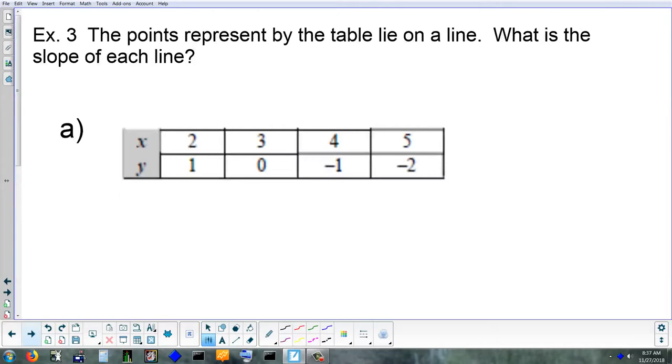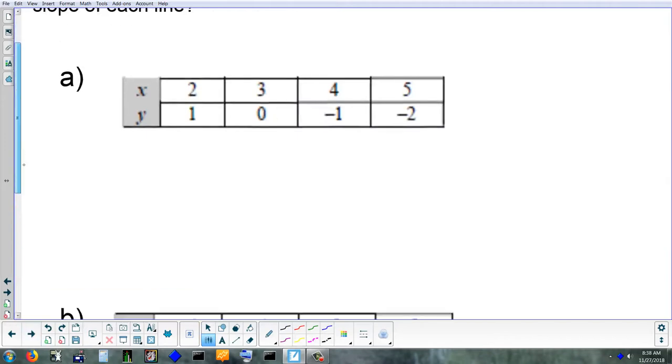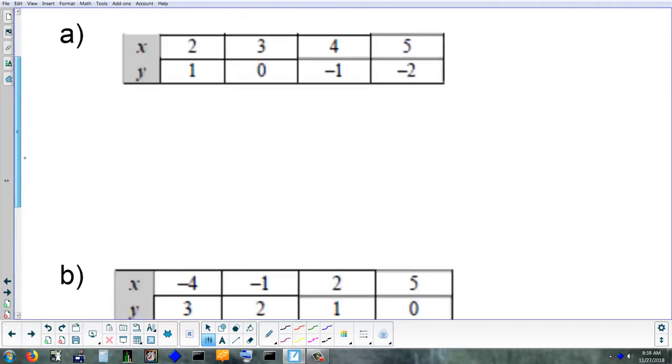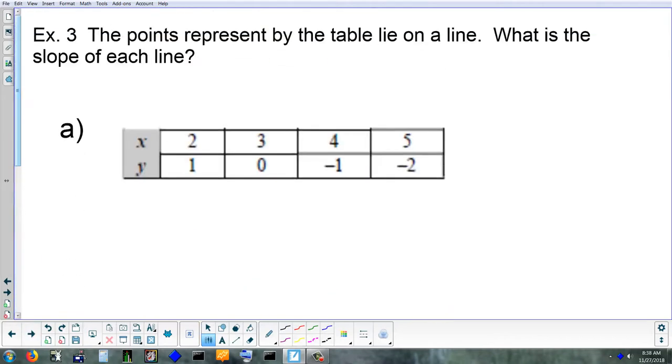I think that'd be good. Alright, so it says the points below represented by that table are on a line. What is the slope of each line? So we got example A, B, alright. So remember, you can pick any two points. What I would do is pick the two points that seem easiest. Okay, and we'll circle them right now. So, anyone have a pair of points that they want to pick? You can either pick the first, the second, the third, or the fourth column.